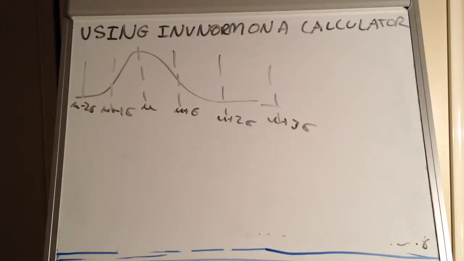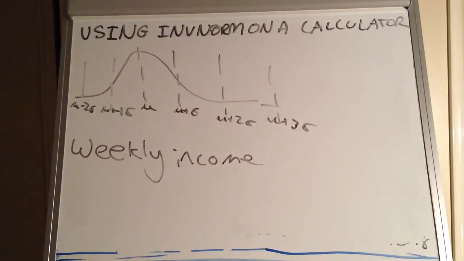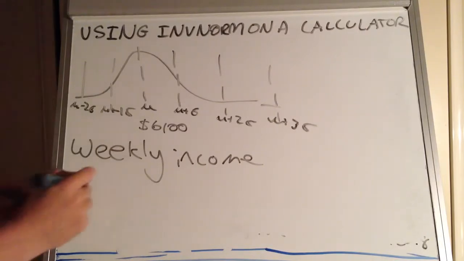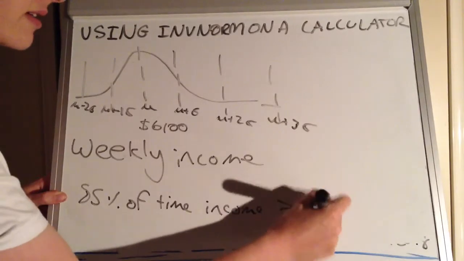Okay, so in terms of the greengrocer question, what it says is that the weekly income of a greengrocer is normally distributed. So we're looking here at the weekly income of a greengrocer. It's normally distributed, that's good, and it says that the mean is $6,100. So this is his weekly income, he gets $6,100 per week. That's pretty good. And it says here that if 85% of the time the weekly income exceeds $6,000, what is the standard deviation? So 85% of the time his income is greater than $6,000.